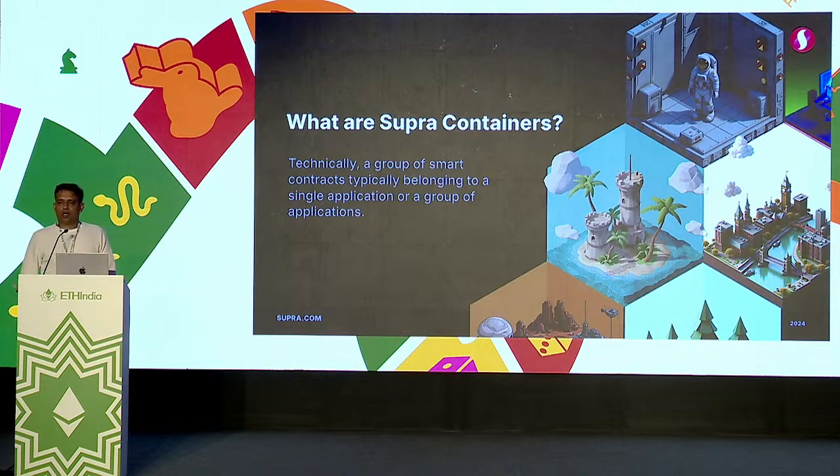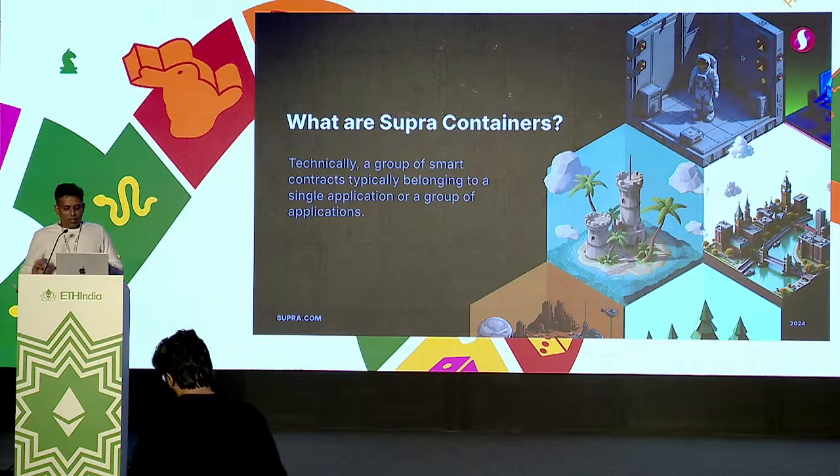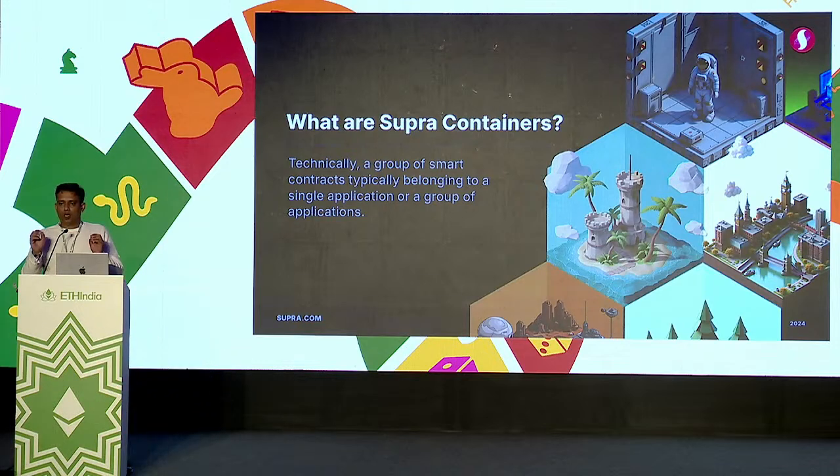What are Supra containers? Fundamentally, it's just a group of smart contracts. There is no separate blockchain for an app. We are creating artificial boundaries for a group of smart contracts that are in the back end of any dApp, typically belonging to a single application or a group of related applications.